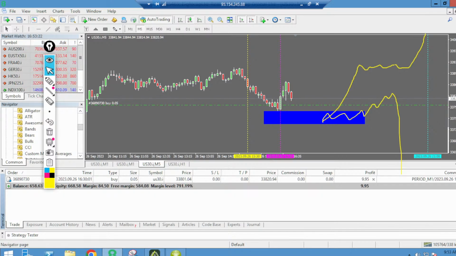All right, let's see what they're going to do with us. Are they going to bring the price back to the downside? Or are they going to push the price up? Are they just inducing sellers into the market? We will see.